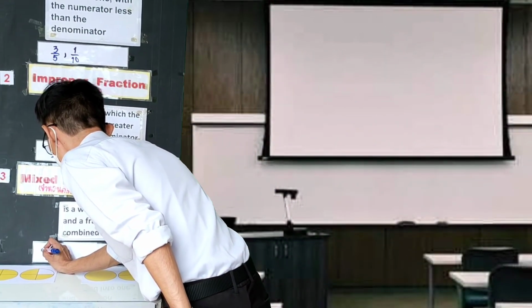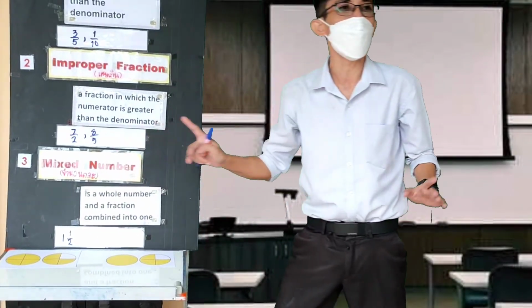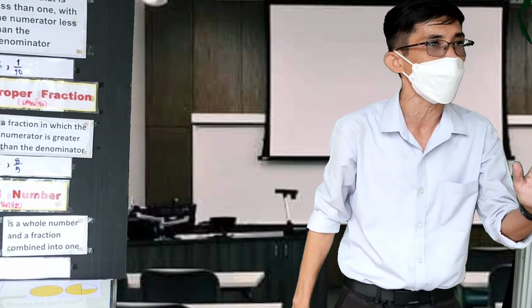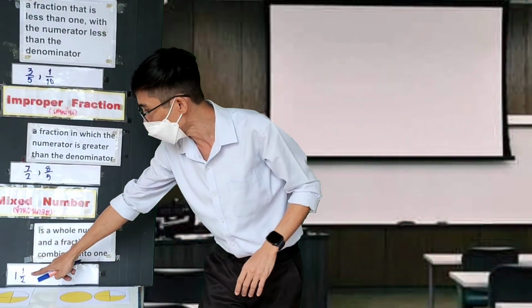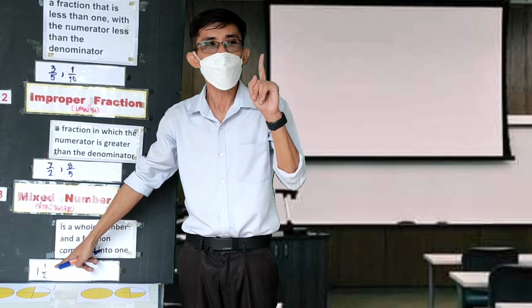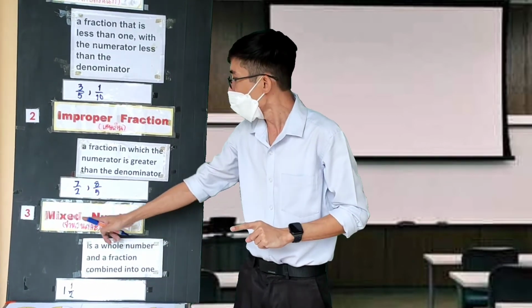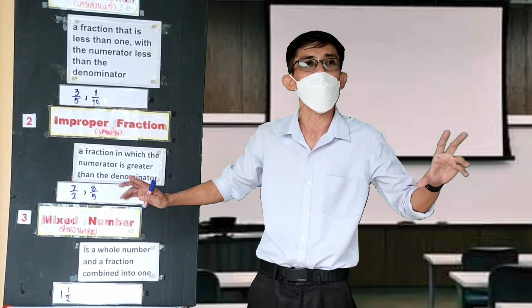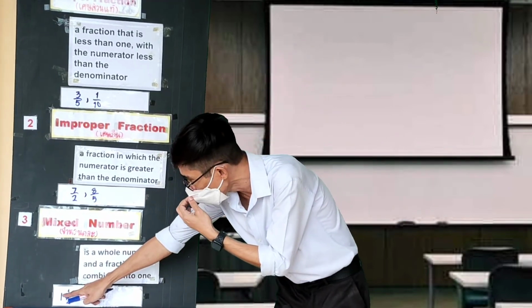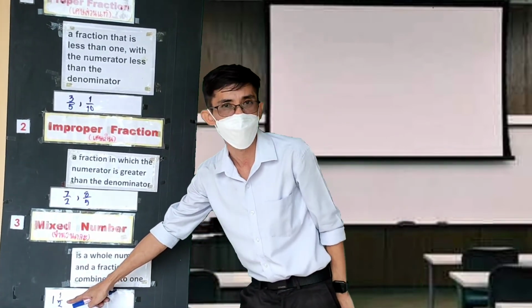Okay, now, who can give me a correct example of a mixed number? Okay, Jenny. 1 and 1 over 2. Okay, very good. So we have now 1 and 1 over 2. 1 is a whole number and 1 over 2 is a fraction. So this is an example of a mixed number. So it is a combination of a whole number and a fraction.